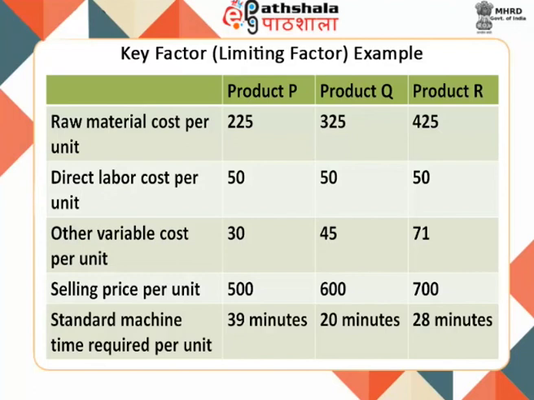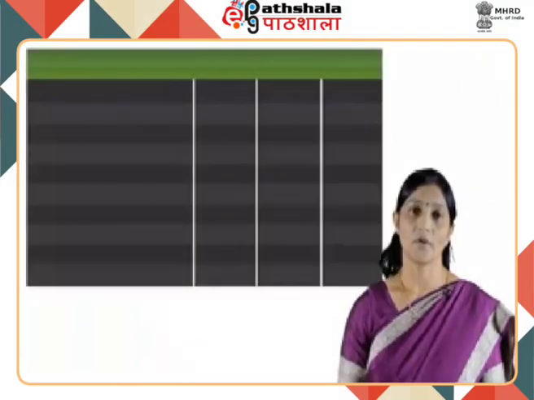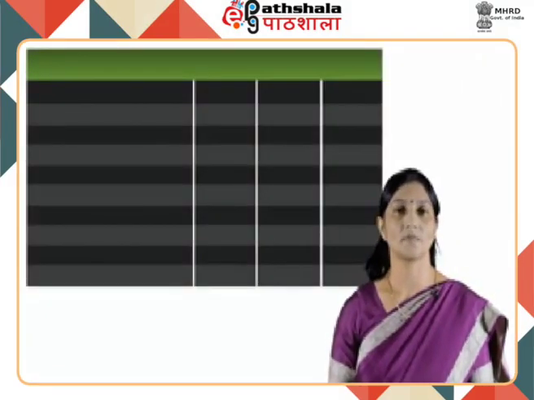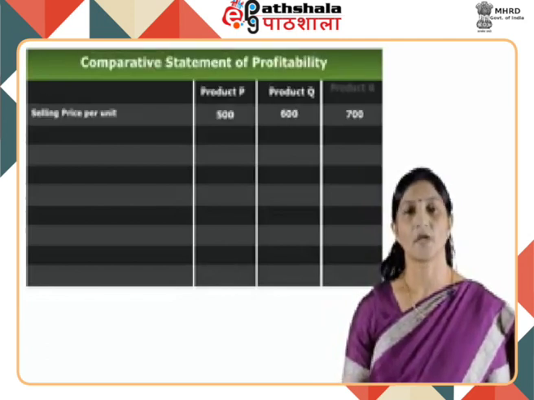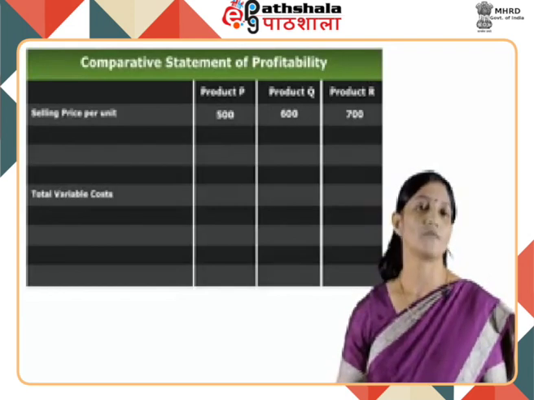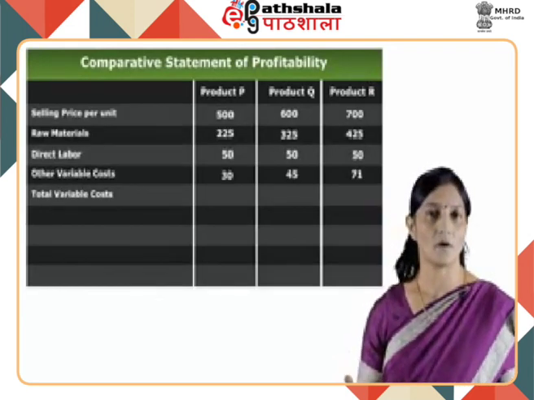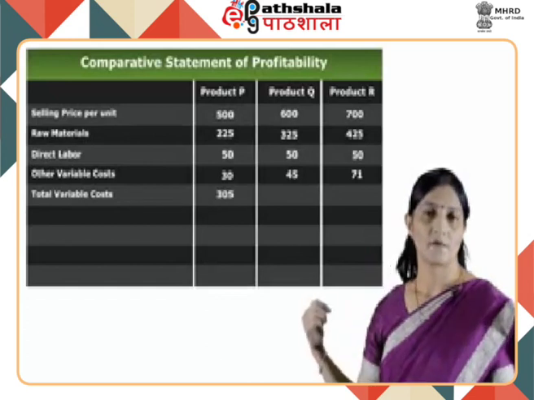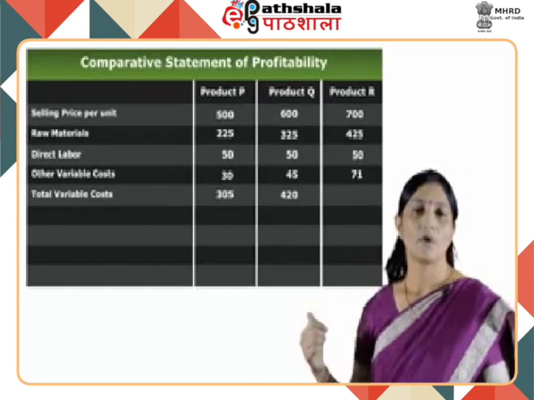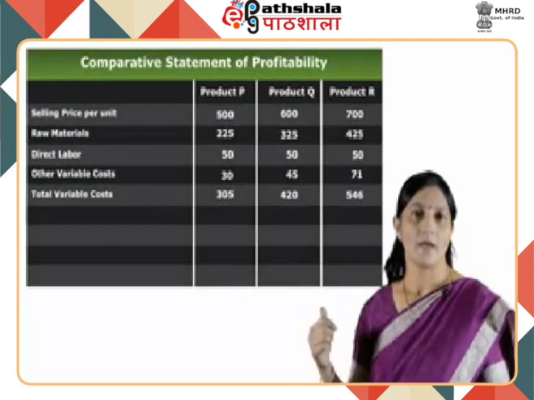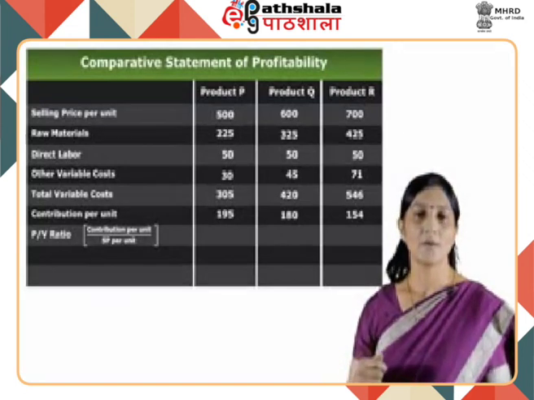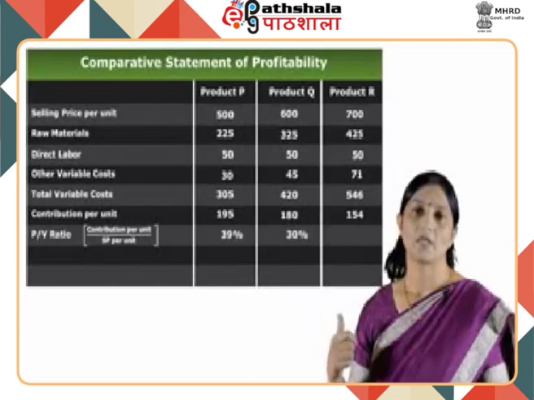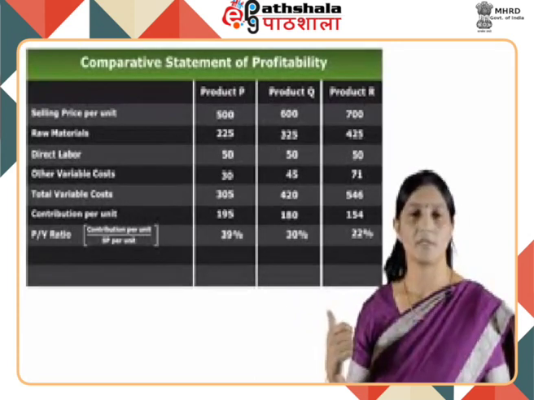Let us find out how the product priorities change considering the key factor. Now, in order to take a decision regarding priorities of the product, we first need to prepare a comparative statement of profitability for each product. The total variable cost, which is the sum total of direct material, direct labor and other variable cost, comes out to be Rs 305 for product P, Rs 420 for product Q and Rs 546 for product R. And the PV ratio, which is computed as contribution divided by selling price, comes out to be 39%, 30% and 22% for product P, Q and R respectively.